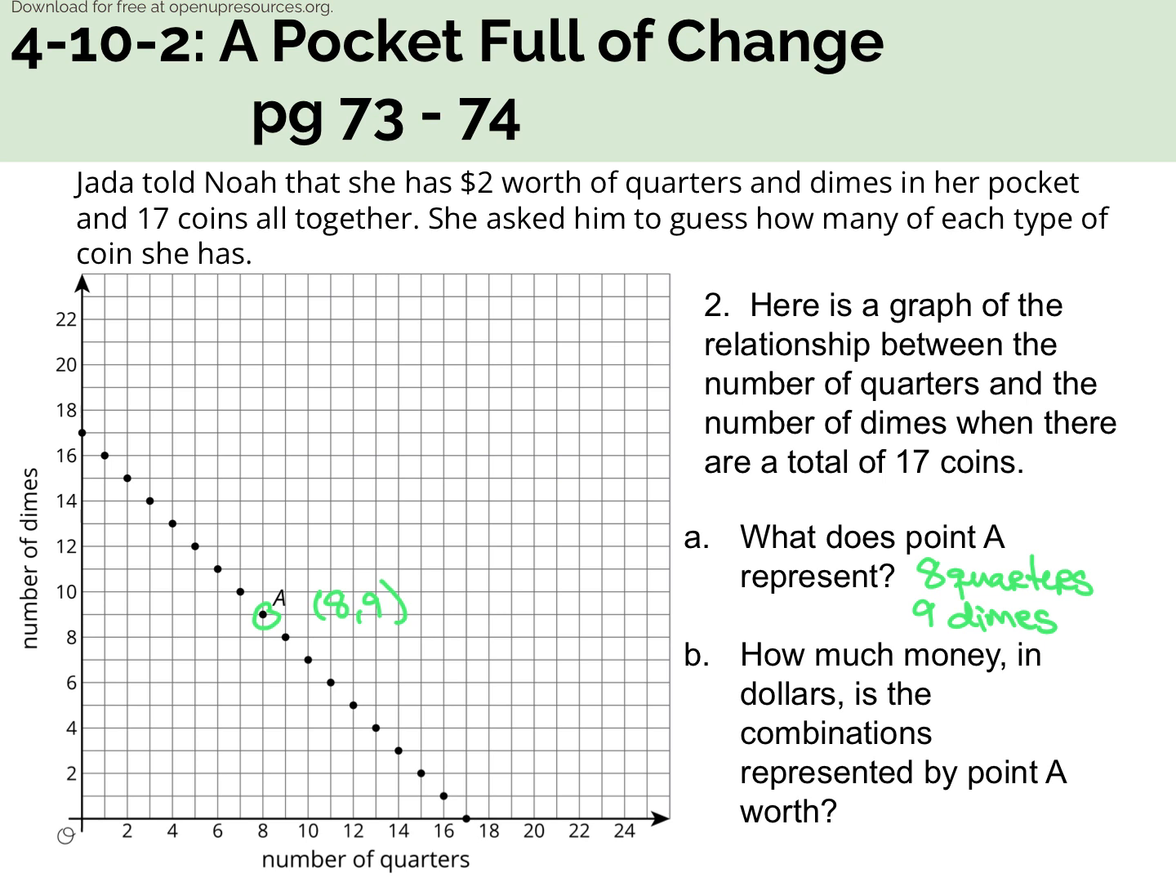How much money in dollars is the combination represented by point A worth? Okay, so we have 8 quarters, 9 dimes. Pause right now, answer that question. How much is that actually worth? All right, so let's go ahead and figure that out. So it's 8 times, those are quarters, so that's 0.25, plus 9 times, and that's 10 cents. Okay, let's grab our calculator. Let's do 8 times 0.25 plus 9 times 0.10. That is $2.90.